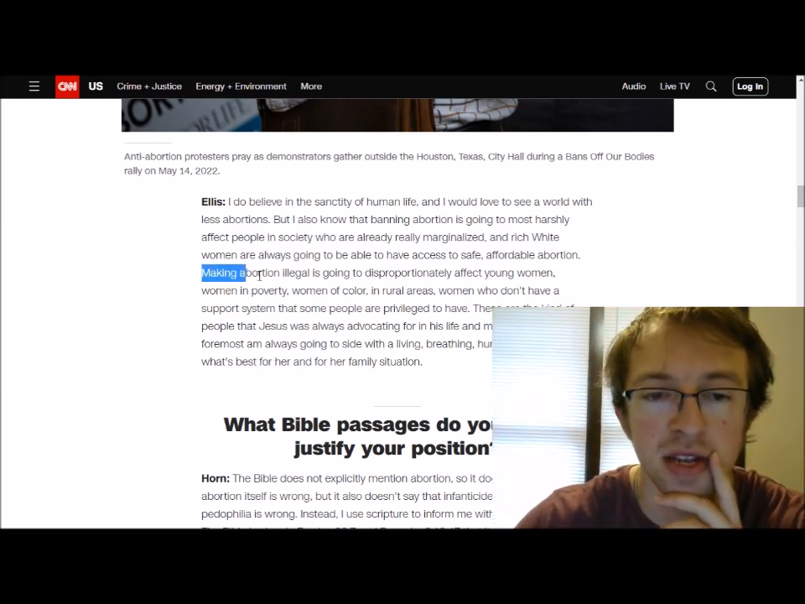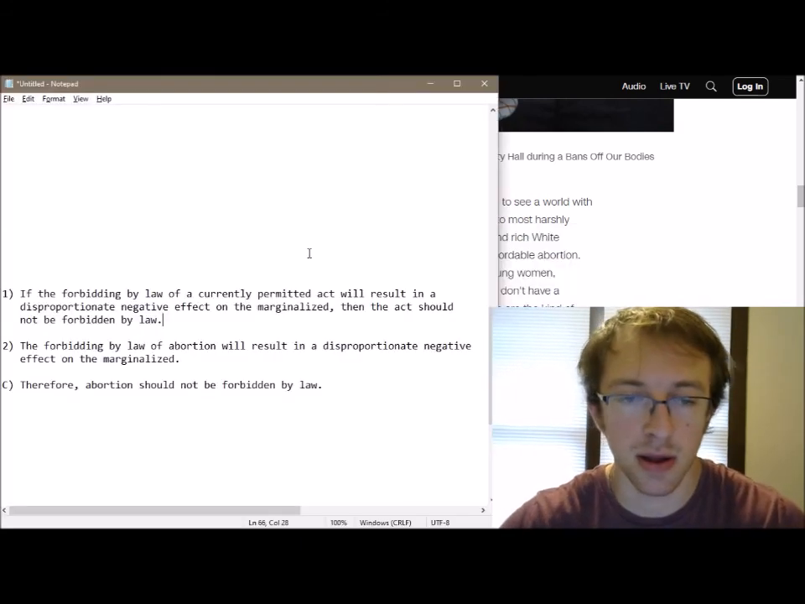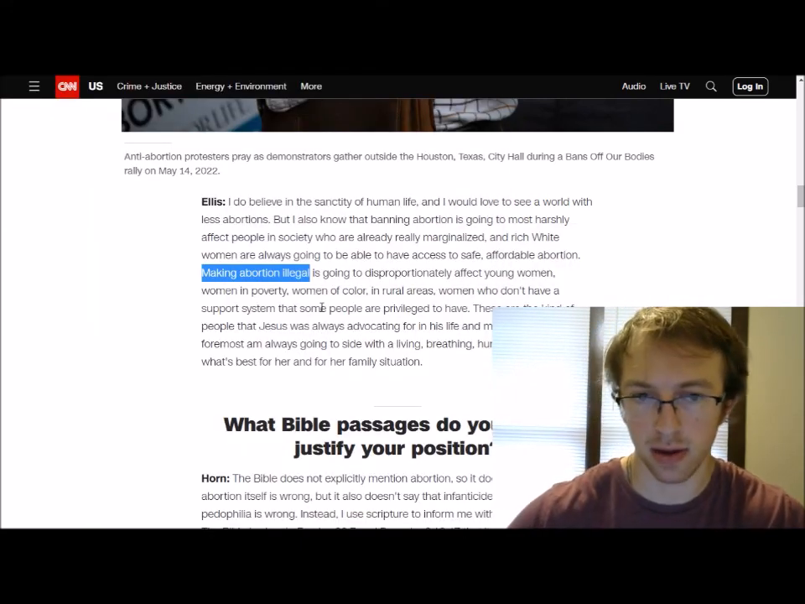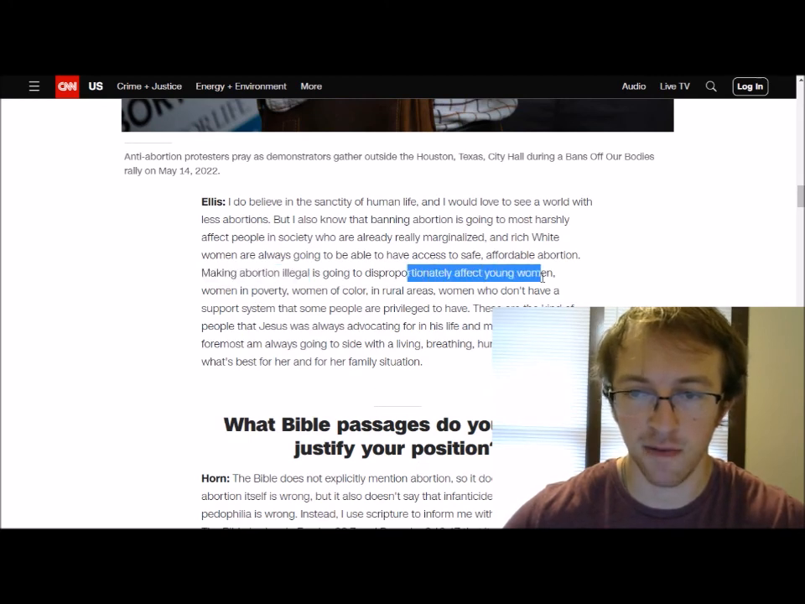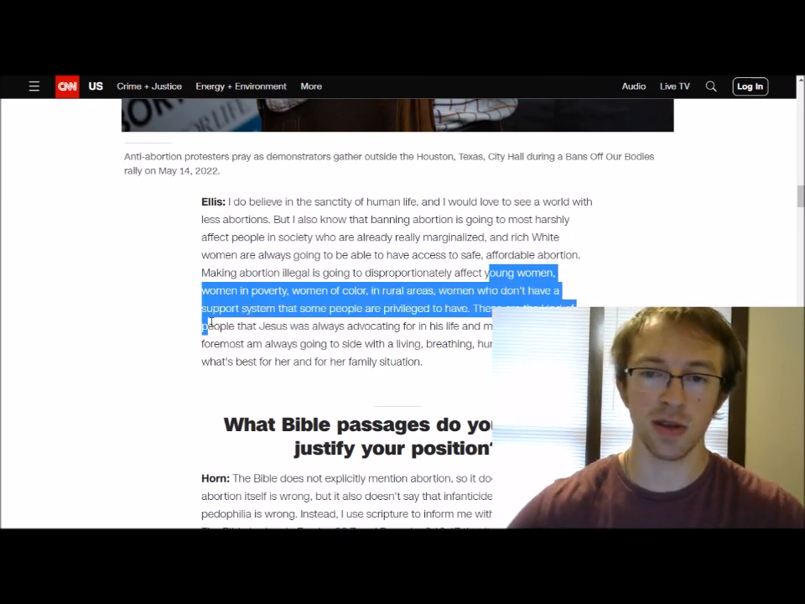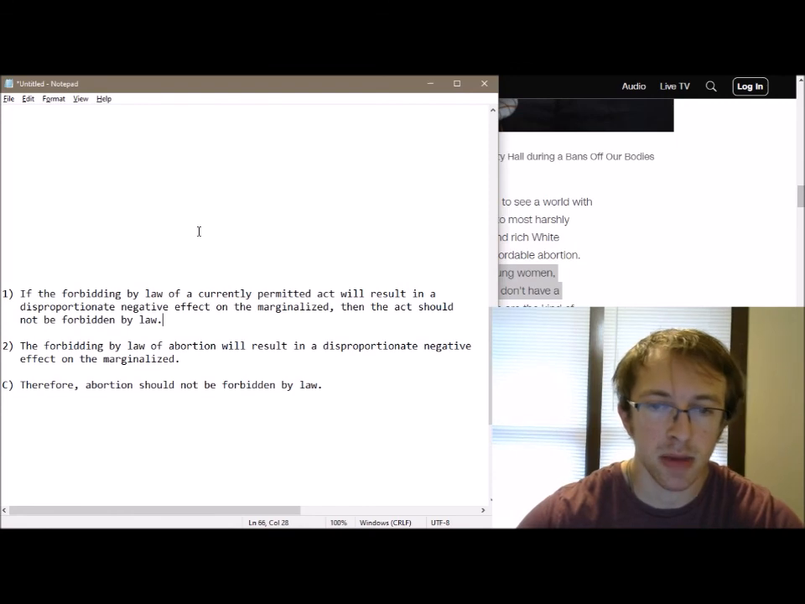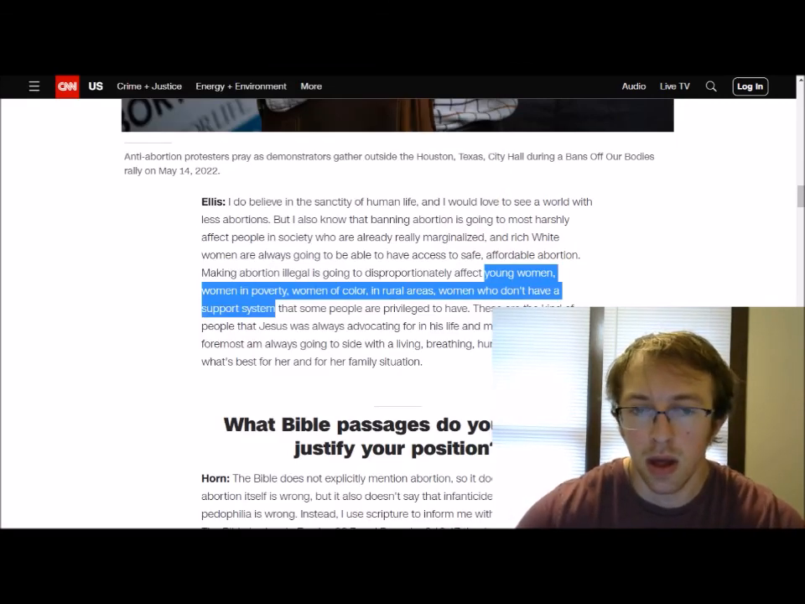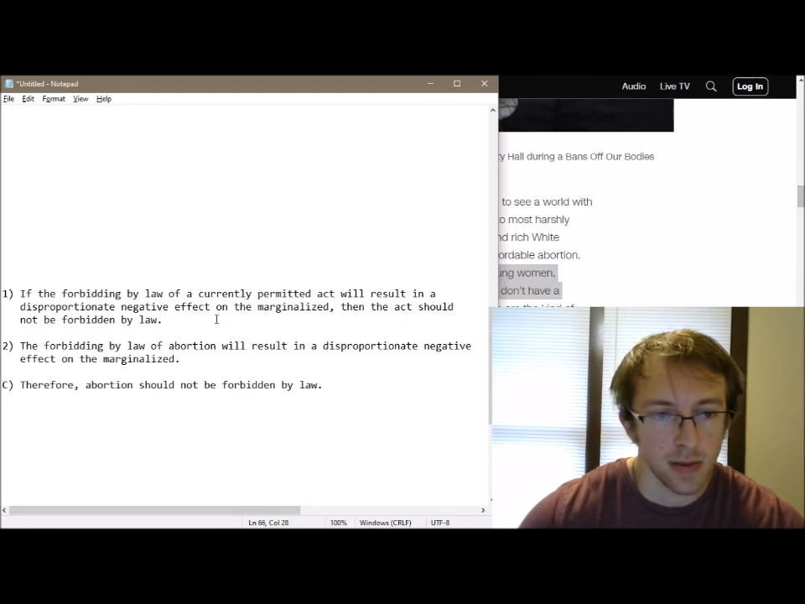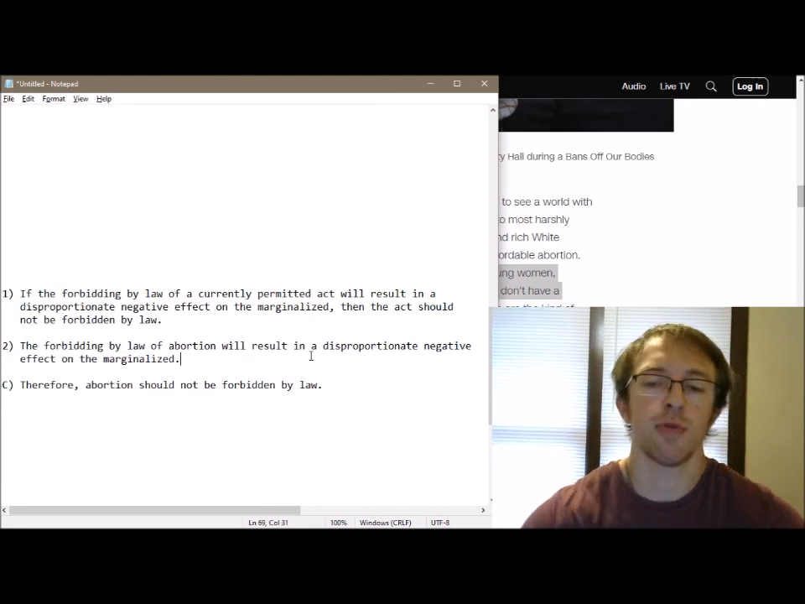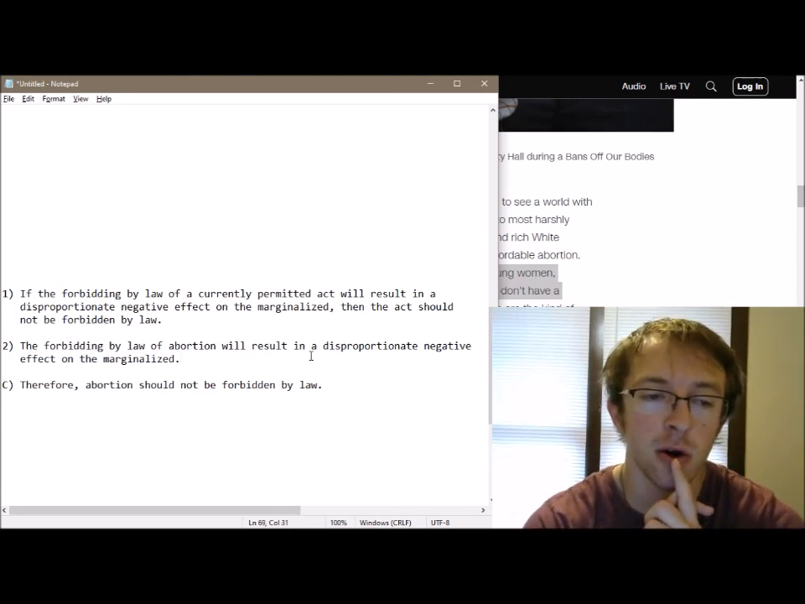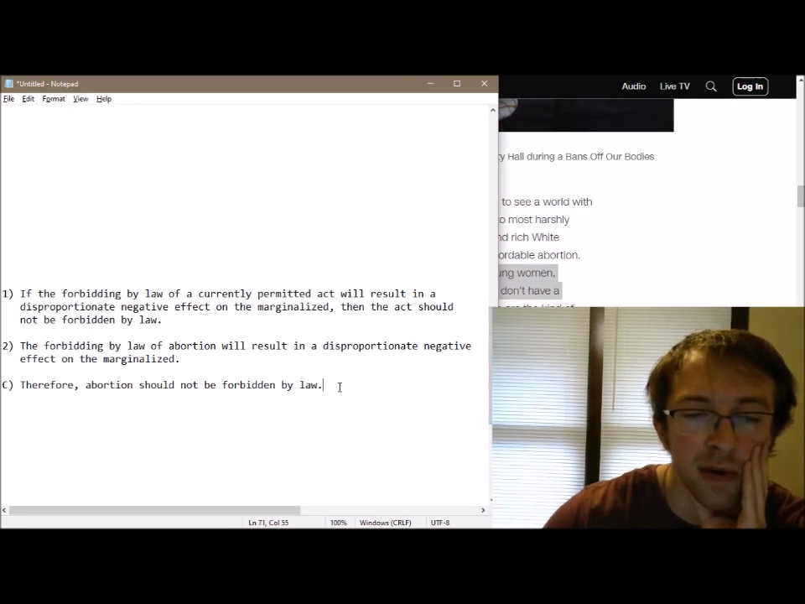And she says, yeah, so she's saying making abortion illegal. So she is arguing not so much for the morality, but the legality of abortion, that it's going to have a disproportionate effect. And she lists people here: young women, women in poverty, women of color, rural areas, women who don't have a support system. It's basically marginalized. We can take this highlighted text here and just say marginalized people. Okay, so I think this is her main argument. Let me say premise two: the forbidding by law of abortion will result in a disproportionate negative effect on the marginalized. Therefore, abortion should not be forbidden by law.